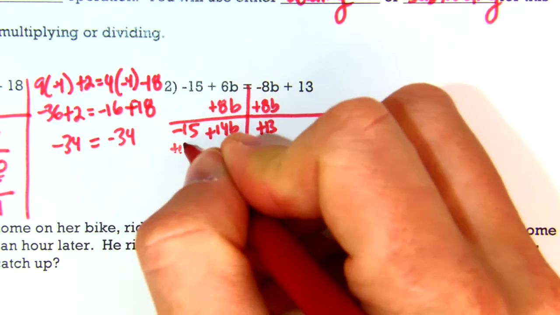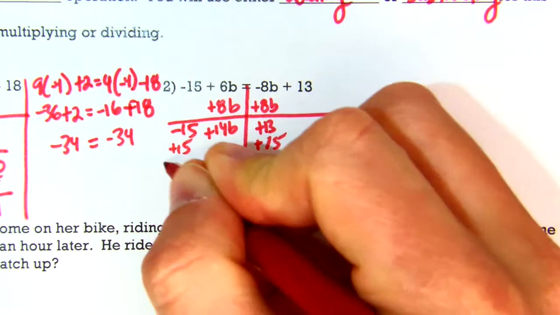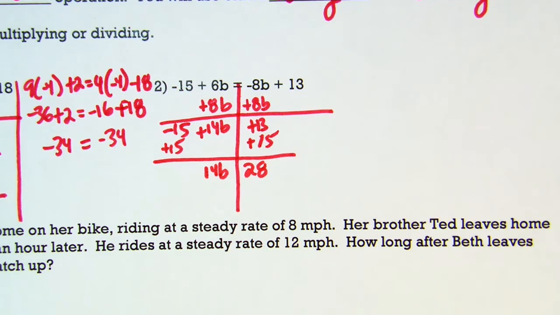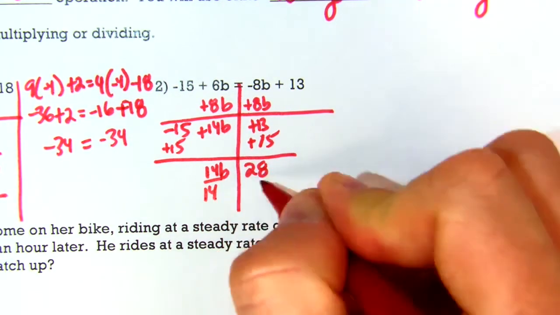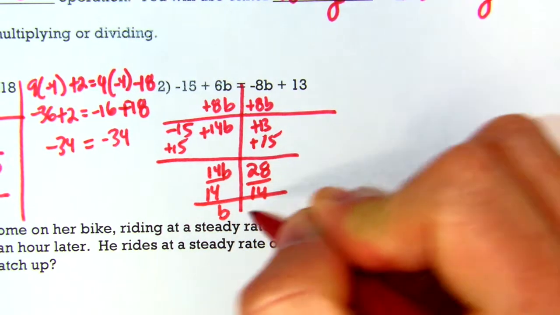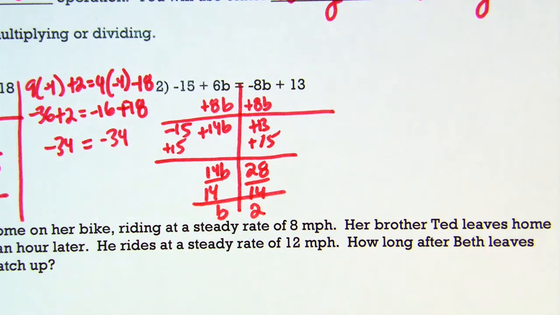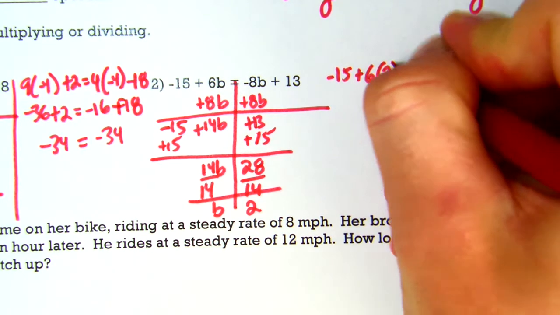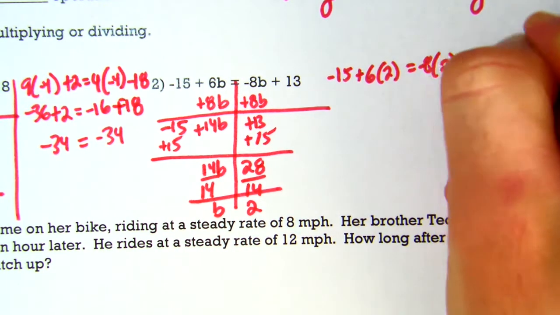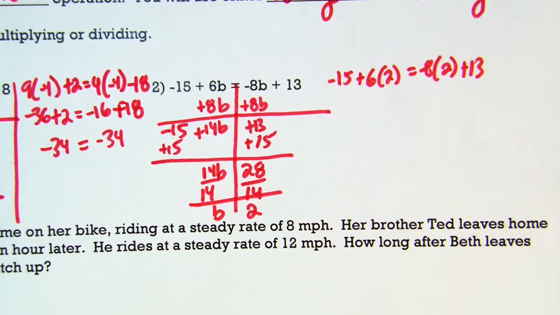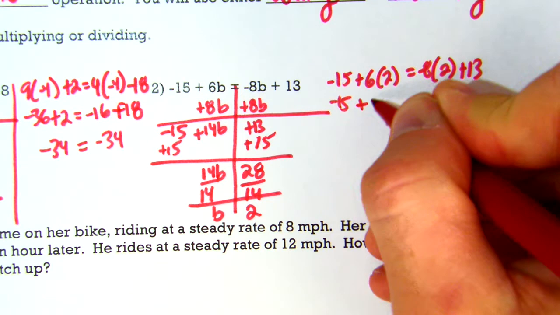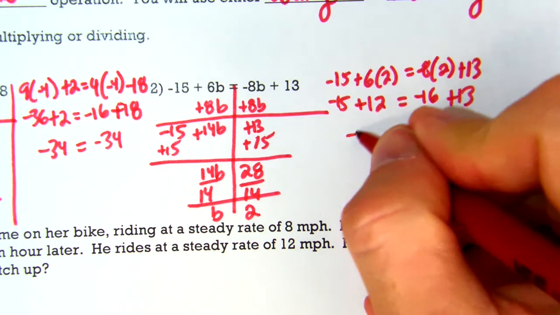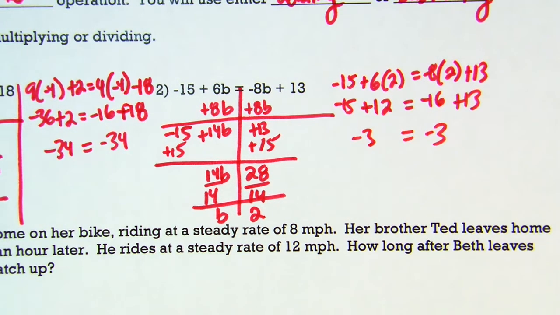Go ahead and add 15 to get rid of that. And I get 14b is equal to 28. Divide by 14 now. And b is equal to 2. Let's go ahead and plug it in to check to see how it is. So negative 15 plus 6 times 2 is equal to negative 8 times 2 plus 13. Negative 15 plus 12, negative 16 plus 13, and I get negative 3 equals negative 3. So yes, it checks and it does work out.